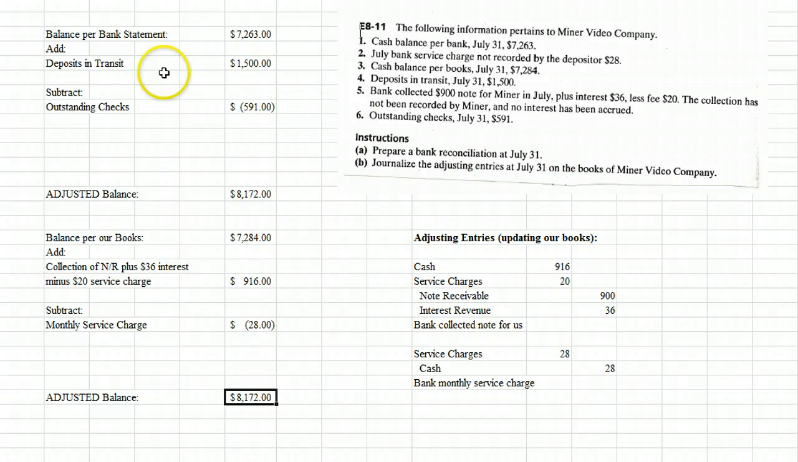We correct for bank errors in their half of the bank reconciliation and correct for our errors in our half of the bank reconciliation. And then we have to update our books to reflect any cash that came in that wasn't in our books before, or any cash that went out that wasn't in our books before. And that's all there is to the bank reconciliation. Your homework is a little bit longer and a little more complicated, but it's exactly the same process. Good luck!